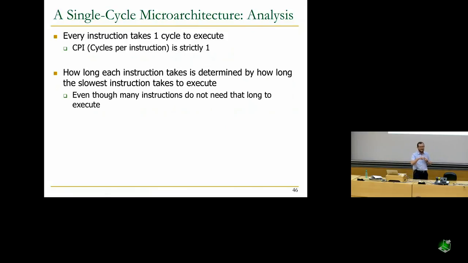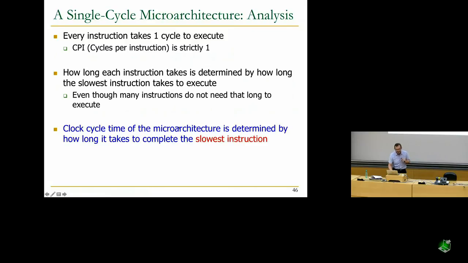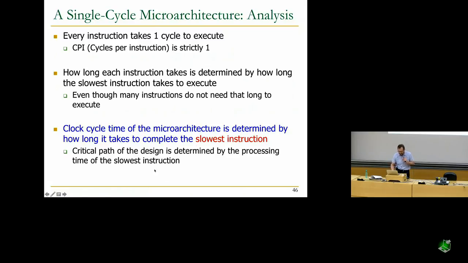Jump just calculates the address and updates the program counter. It doesn't matter. Jump will take the same clock cycle time to execute because you have only a single cycle to execute every single instruction. You don't have freedom. So basically, the clock cycle time of the microarchitecture is determined by how long it takes to complete the slowest instruction. So if you want to analyze the performance of a single cycle machine, you'd better figure out how long it takes to execute your slowest instruction. Which means that you need to find the critical path of the design, of the combinational logic, based on the processing time of the slowest instruction.